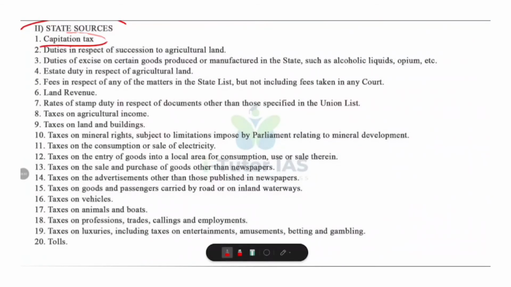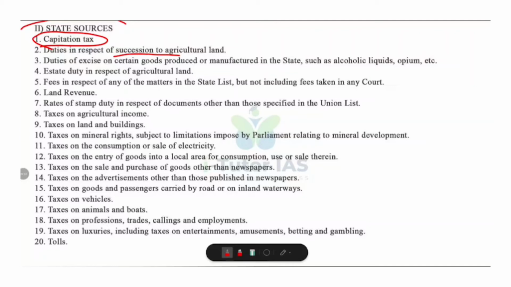First one, capitation tax. What is called capitation tax? Yes, a tax levied per person. Okay, a tax levied per person, and it is rarely used today. Okay. Then the second one, succession duties on agricultural land. That is tax on inheritance only for agricultural land. In union government, we made taxes on inheritance except agricultural land, and here it is tax on inheritance only for agricultural land.